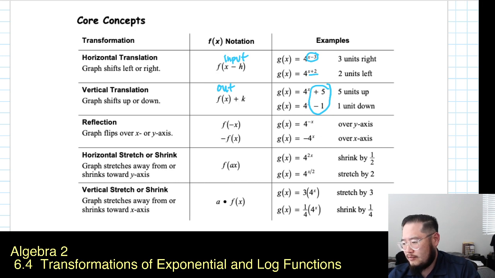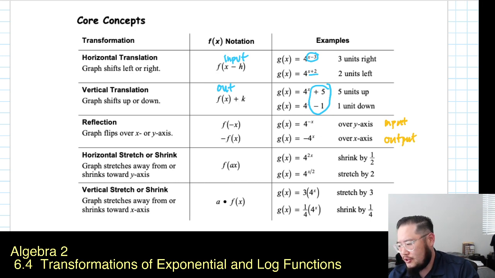Reflection, right here, when it's the y-axis, don't forget that is input. An x-axis reflection is output, and that's why the negative is put in front of the whole entire function itself.